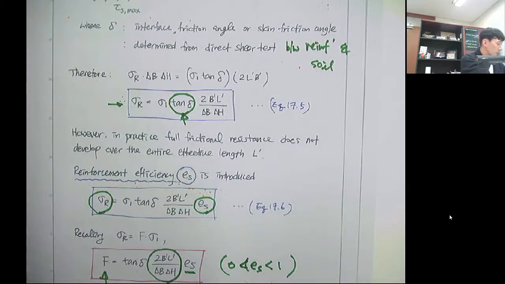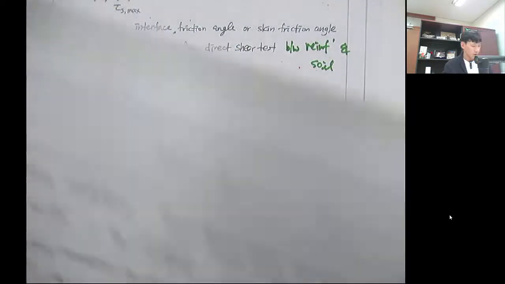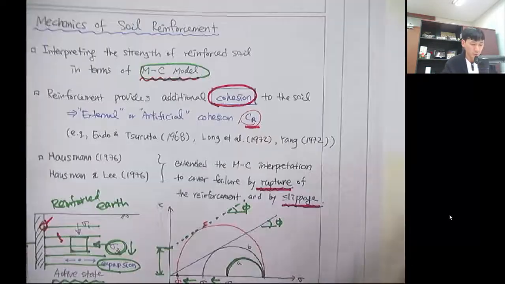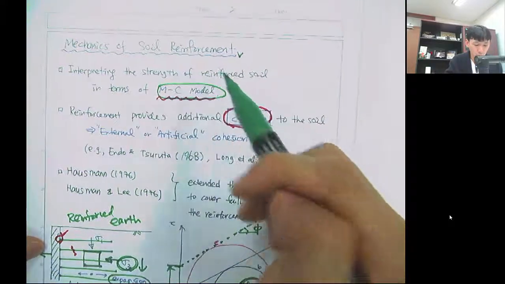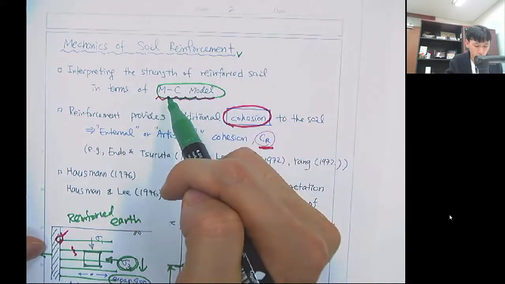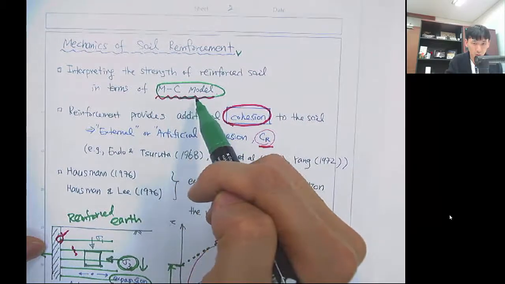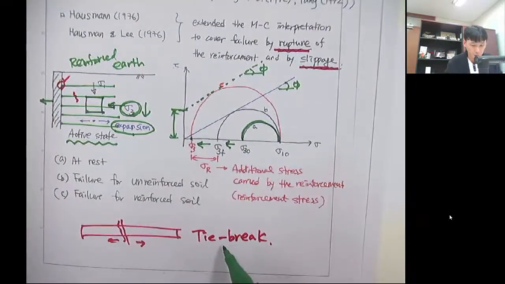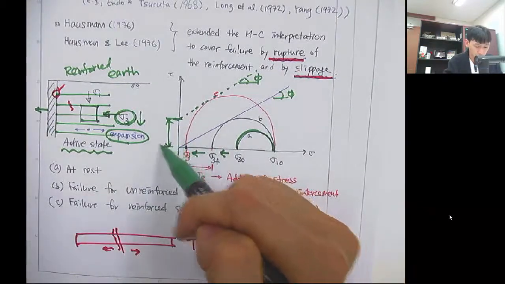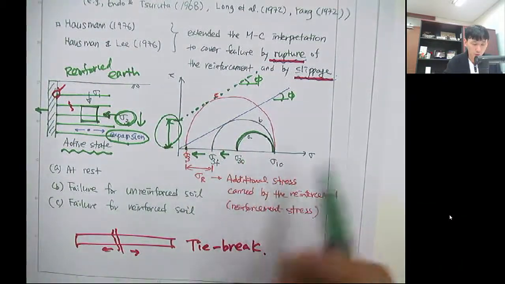So to wrap up, we've seen, let me go back, we've seen for the soil reinforcement how the reinforcement is working in terms of the Mohr-Coulomb frictional failure envelope. And when the strip fails by break or rupture, there's an additional cohesion term added by this reinforcement.